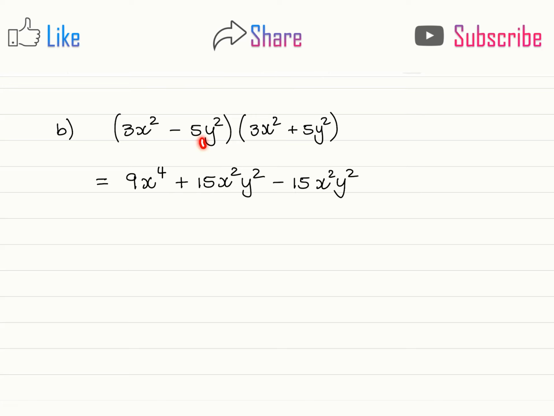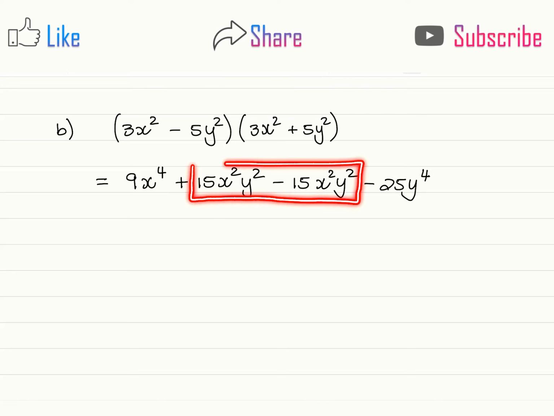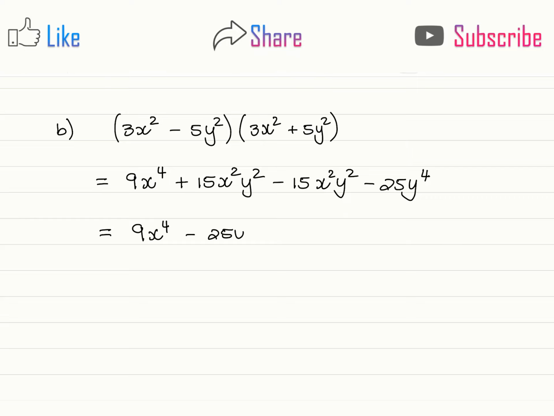And then lastly, negative 5y squared times 5y squared, which will lead to negative 25y to the power of 4. Now we have four terms, and in our four terms, 15x squared y squared minus 15x squared y squared are the only like terms. And because they are exactly the same, but the one is positive and the other negative, they will cancel each other out. So we are left with 9x to the power of 4 minus 25y to the power of 4.